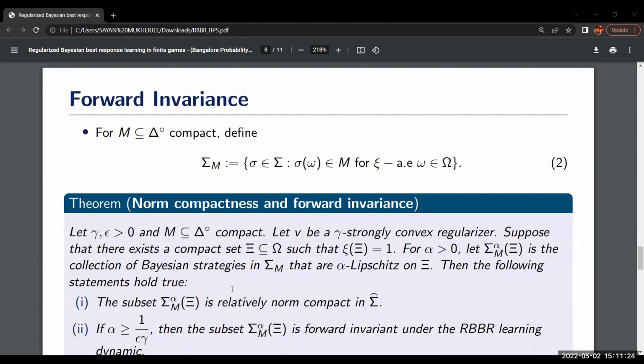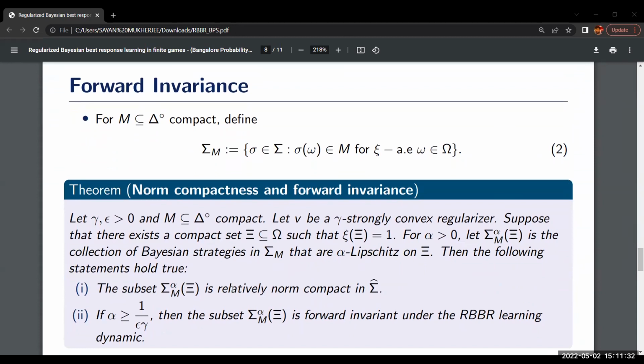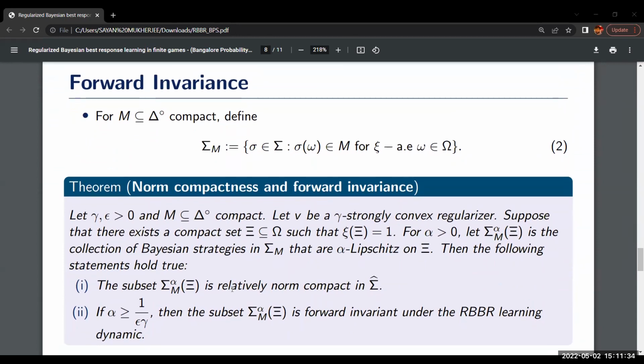Now, finally, we will apply this to results in a class of games called Bayesian potential games. For that, we require the following result, which provides a sufficient condition for finding norm compact and forward invariant subsets of the space of Bayesian strategies.